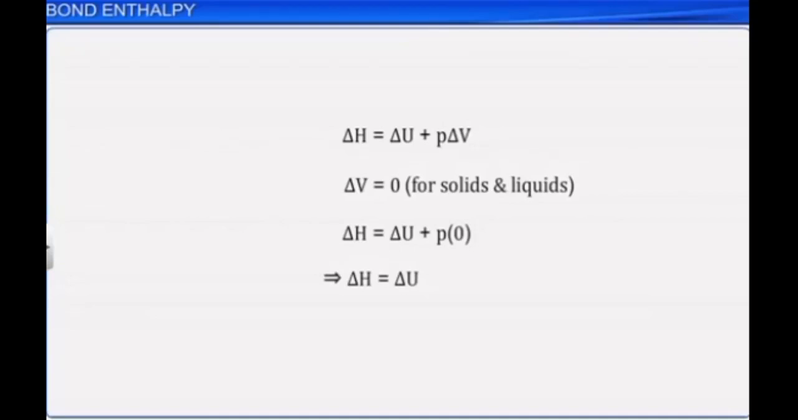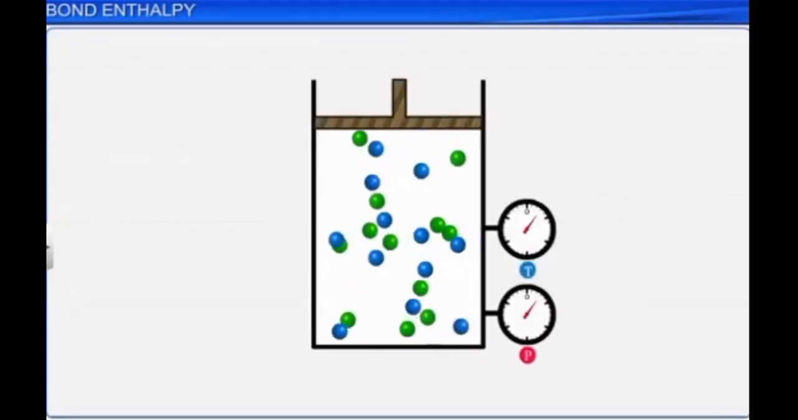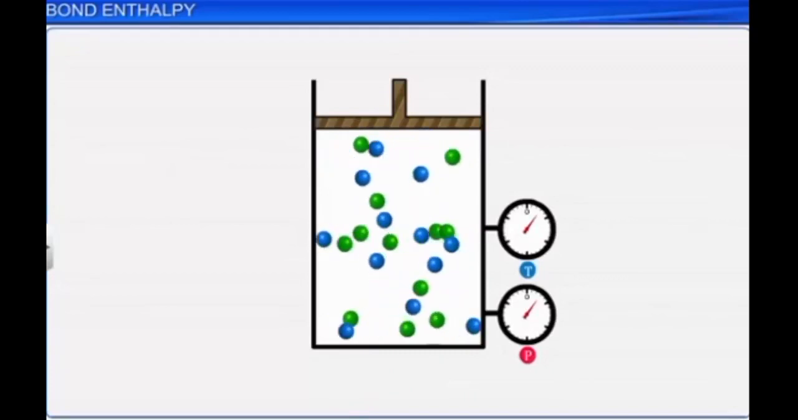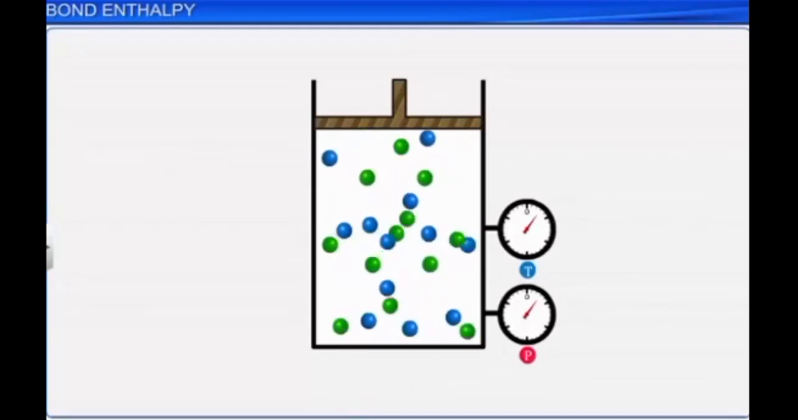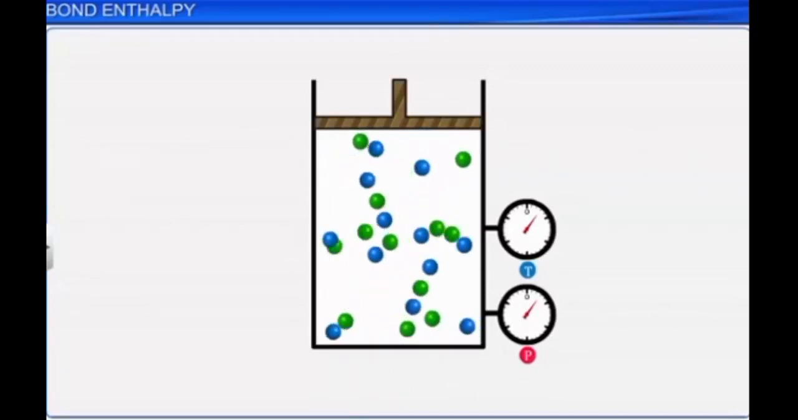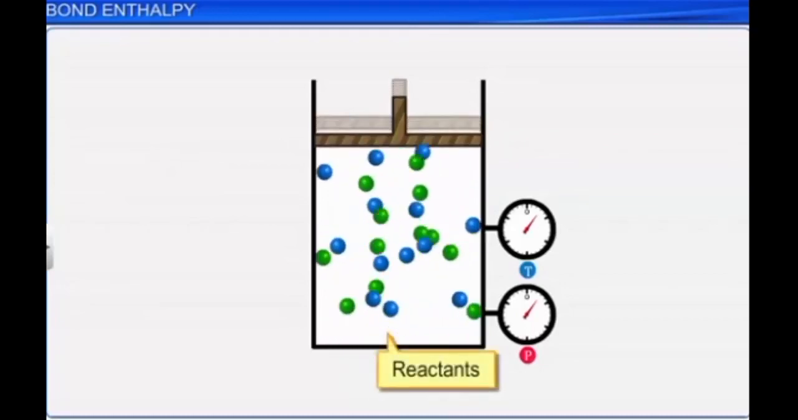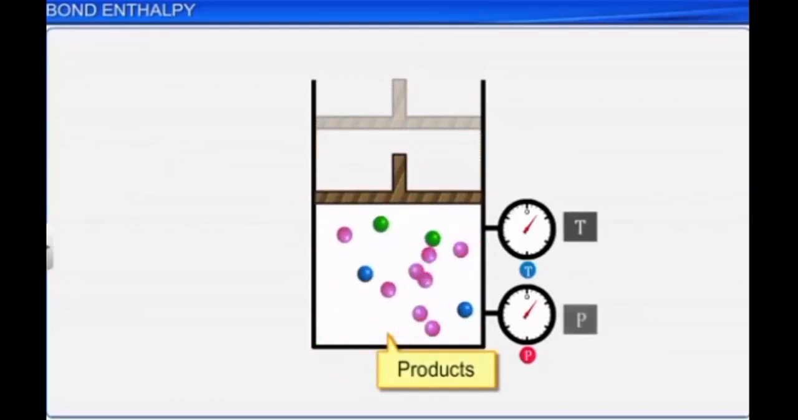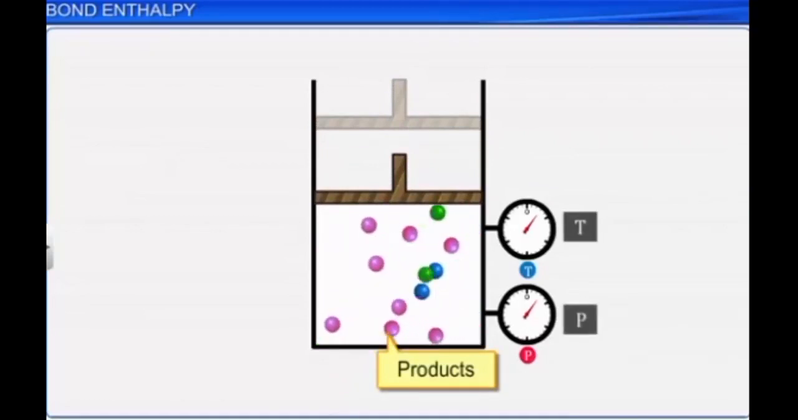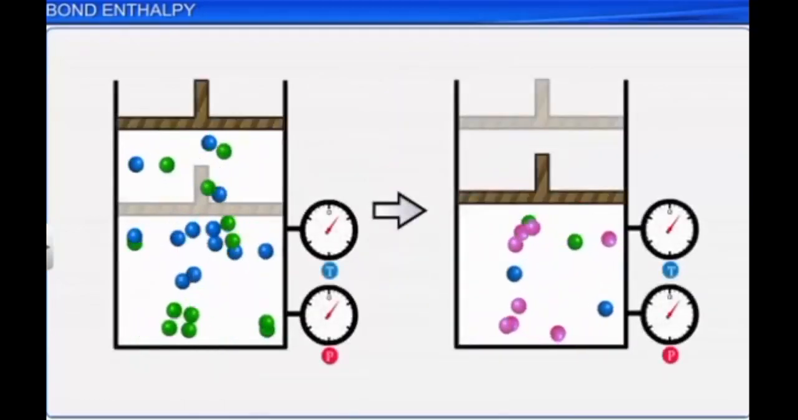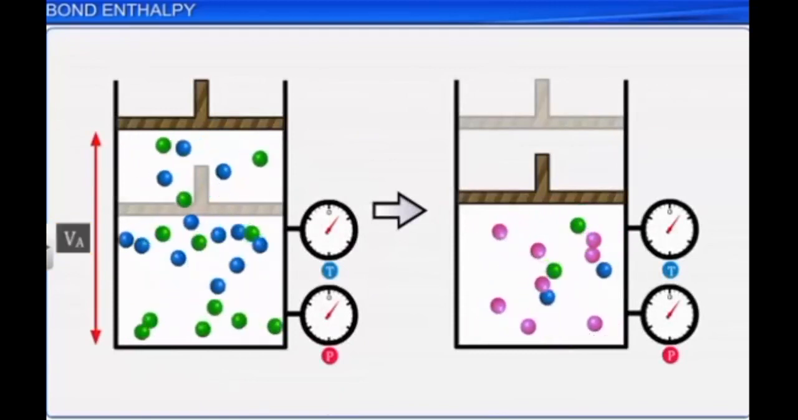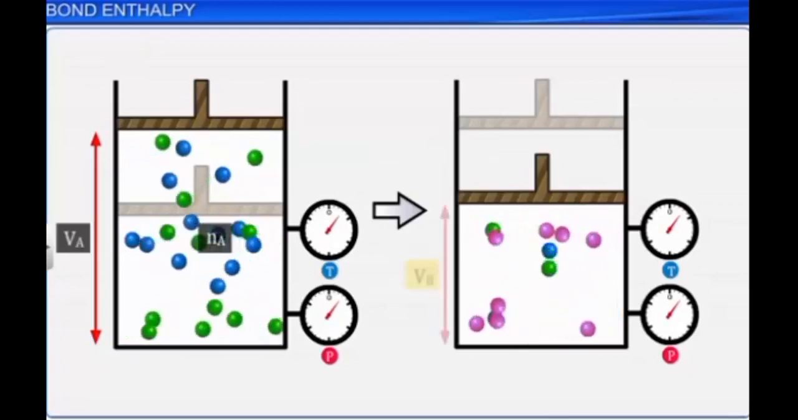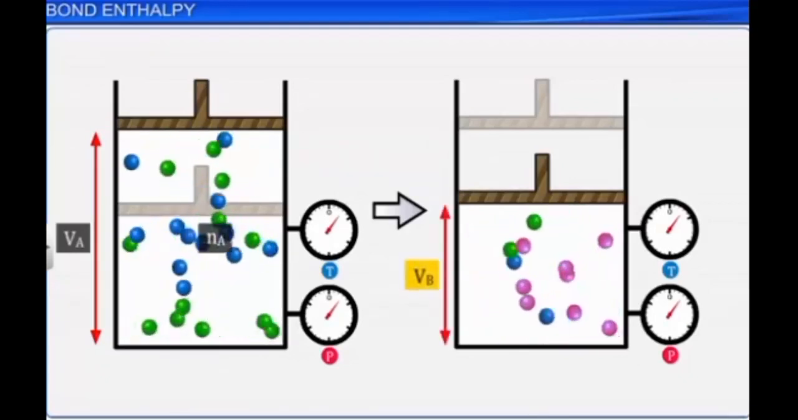The difference between the change in internal energy and enthalpy becomes significant when gases are involved in the reaction. Let's consider a chemical reaction occurring at constant temperature, T, and constant pressure, P. Now, let's say that the volume of the reactants is VA and the number of moles in the reactants is NA. Similarly, the volume of the products is VB and the number of moles in the products is NB.